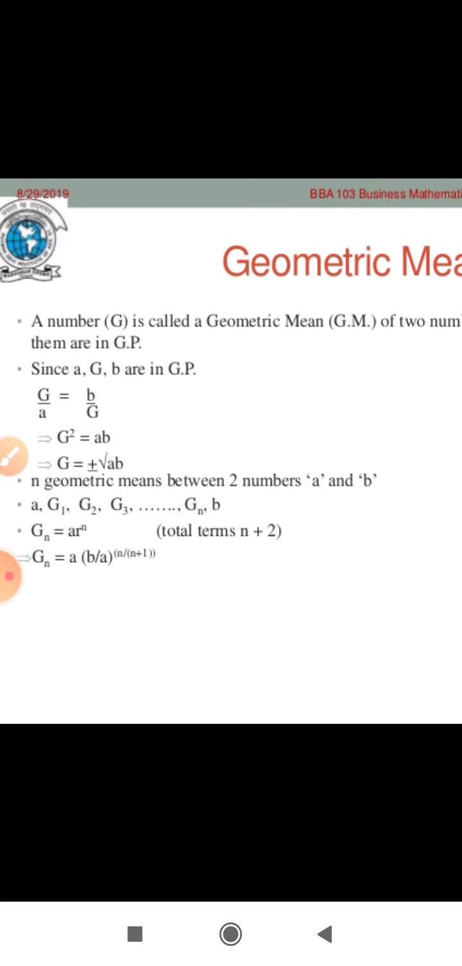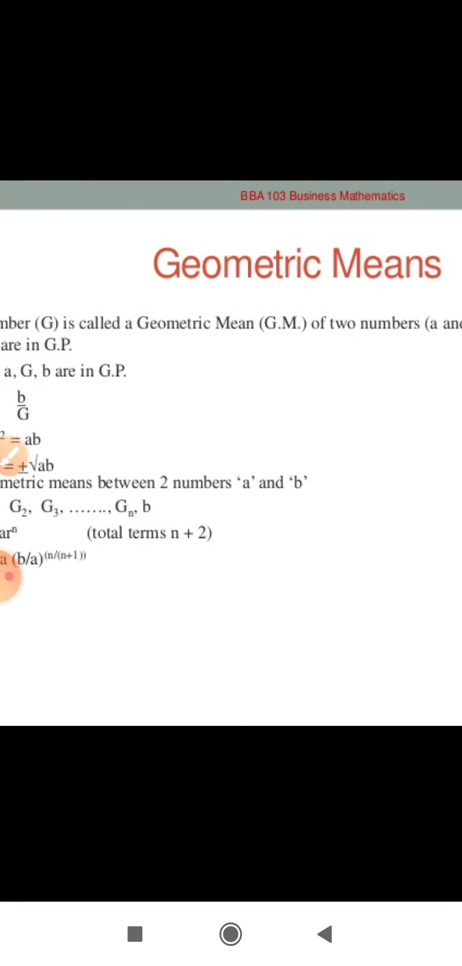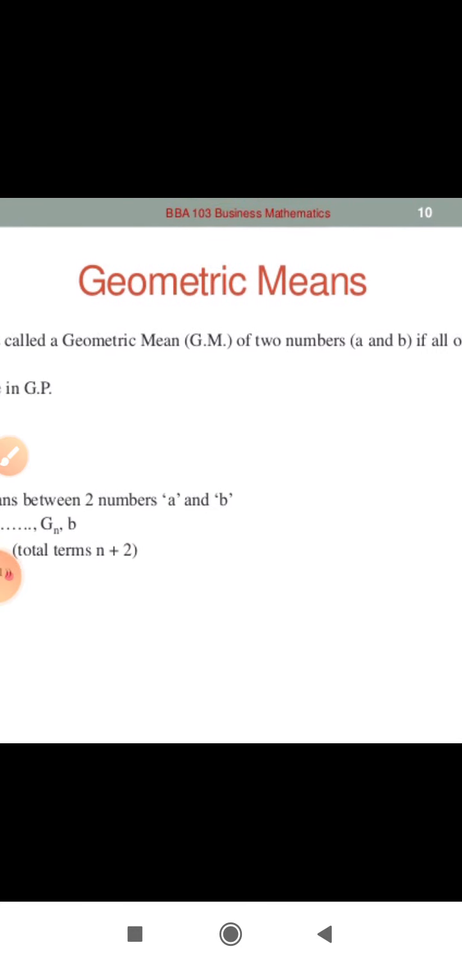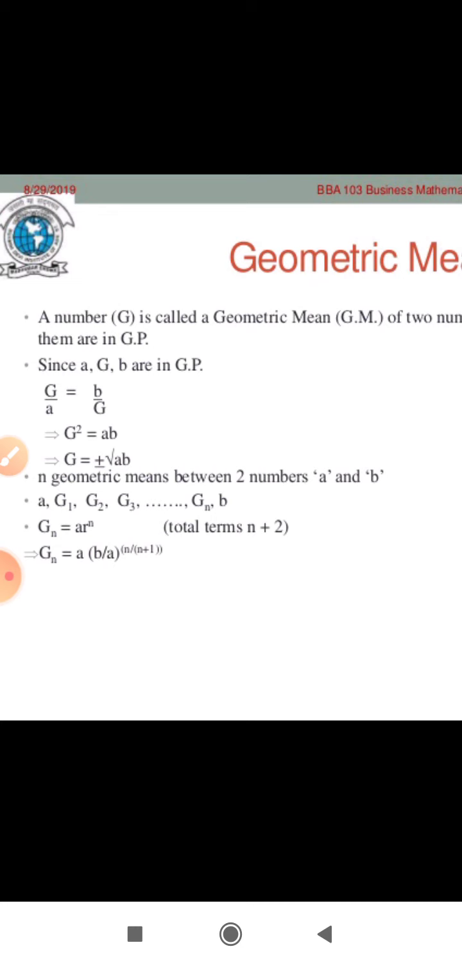Geometric mean: a number G is called the geometric mean GM of two numbers A and B if the series A, G, B are in GP. Then the common ratio G upon A is equal to the common ratio of the next term, B upon G. After cross multiplying, we get G square is equal to AB, or G is equal to plus minus under root AB. So the geometric mean between two numbers A and B is G is equal to plus minus under root AB.